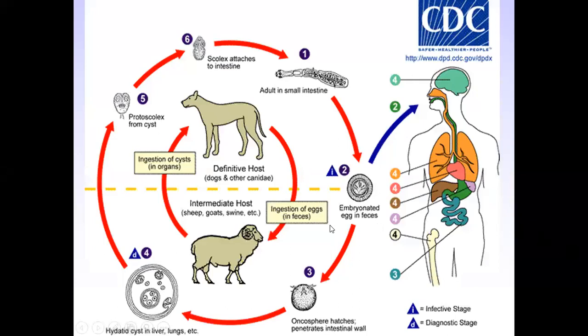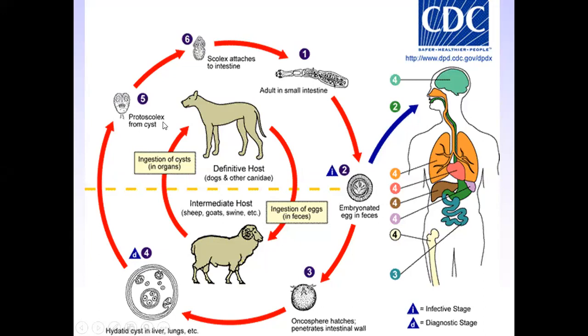Coming to the life cycle, this is the picture which is, I think, in your books. Dogs and other canines are the definitive host, and the intermediate hosts are sheep, goats, and swine. Eggs are passed out in the fecal matter of the definitive host. This is taken up by the intermediate host, the sheep, in the body of which, in the liver and the lungs, the hydatid cyst is going to develop. When this sheep dies, the canines, the dogs, are going to feed on the meat of this intermediate host, and they will take up the pieces of the hydatid cyst.